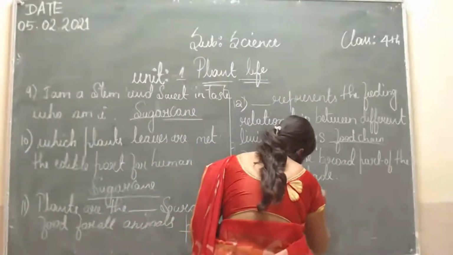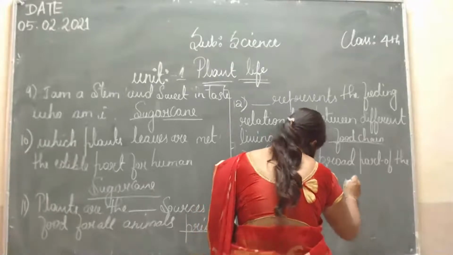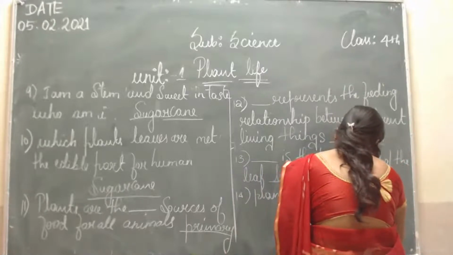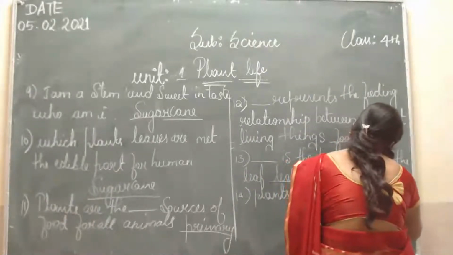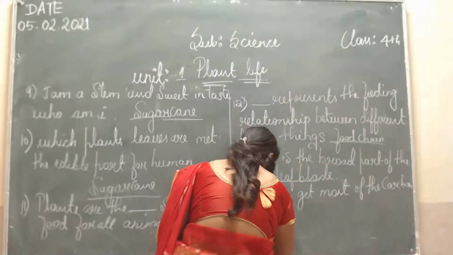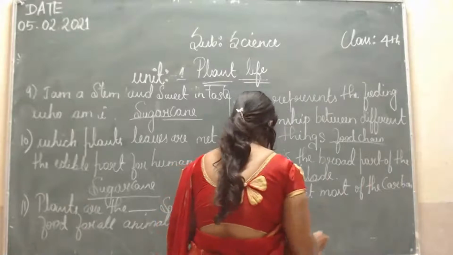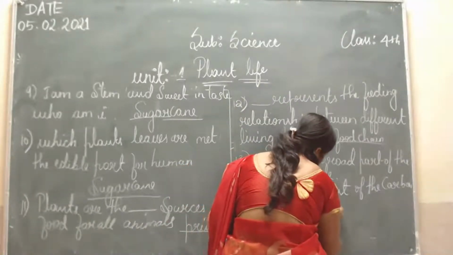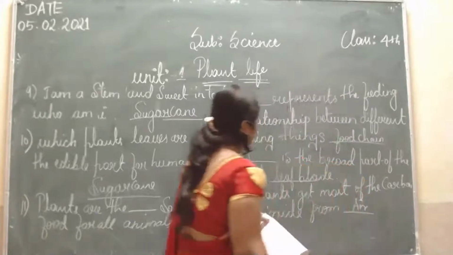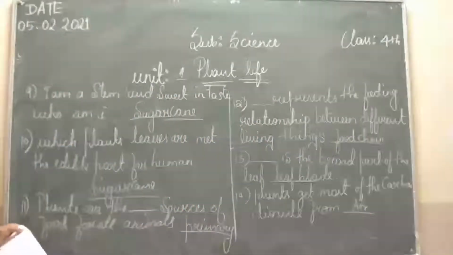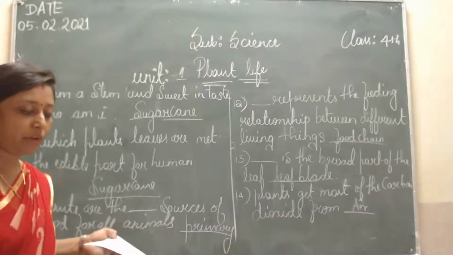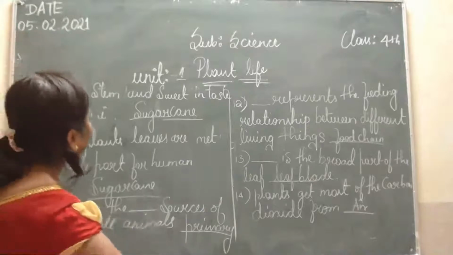Plants get most of their carbon dioxide from air. That is, answer is A. Okay, plants get most of its carbon dioxide from air. Where do we get the carbon dioxide and oxygen from? Air. We get carbon dioxide and oxygen from air.